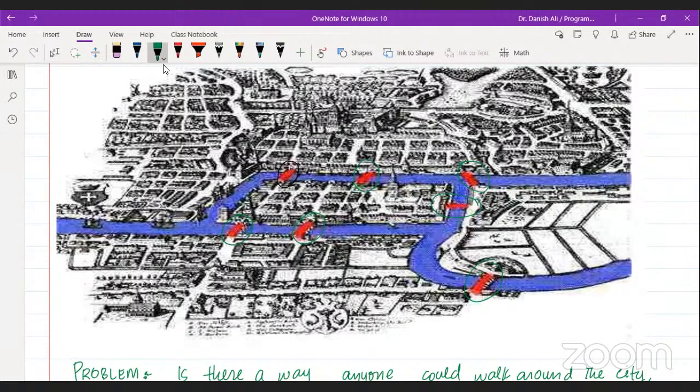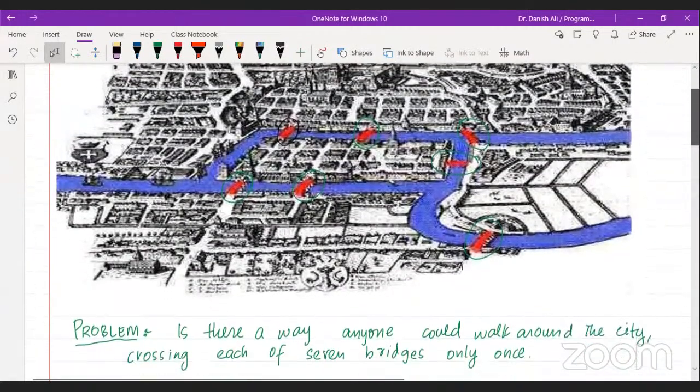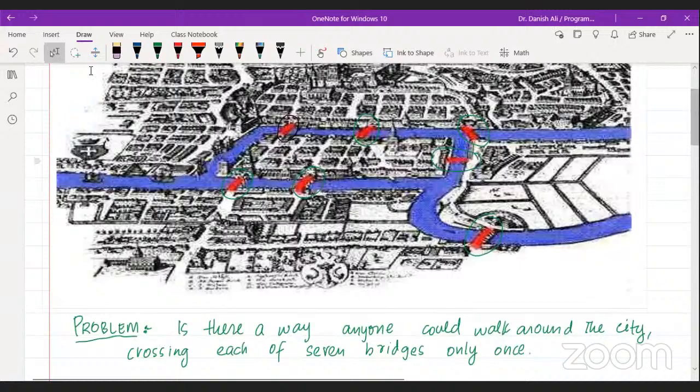Okay, so the people of Königsberg commute to different areas of the city by these seven bridges. They were thinking at that time whether it is possible to go through the whole city. They can walk around the whole city using all the seven bridges exactly once. So this is what we call the Königsberg Bridge problem.